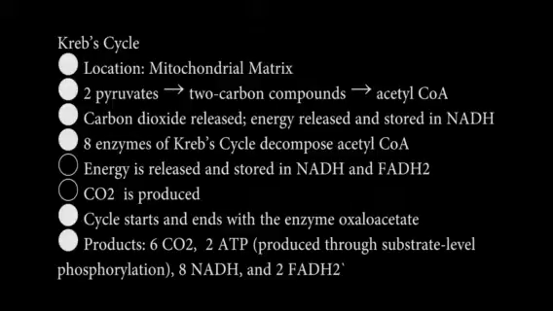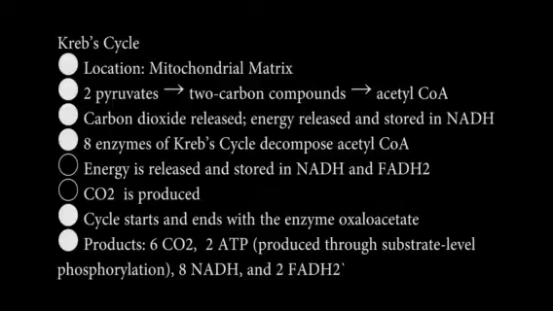The 2 carbon compounds are oxidized, and the substance becomes acetate. The electrons from the oxidized compounds reduce NAD+. And the acetate reacts with coenzyme A, forming acetyl-CoA. The acetyl-CoA enters the Krebs cycle where 8 enzymes in the mitochondrial matrix completely catabolize the compound, releasing additional carbon dioxide and energy. The energy is stored in NADH and FADH2.